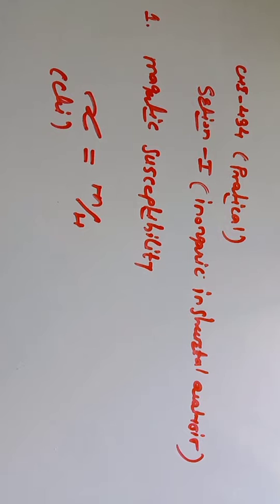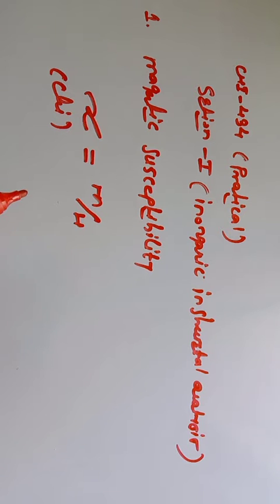That is, by the application of an external magnetic field, how much the material gets magnetized, whether temporarily or permanently, and how many magnetic lines of force can pass through this material, is nothing but your magnetic susceptibility. So by the application of a magnetic field, the material gets magnetized, and how much magnetization occurs in that material is nothing but your magnetic susceptibility.